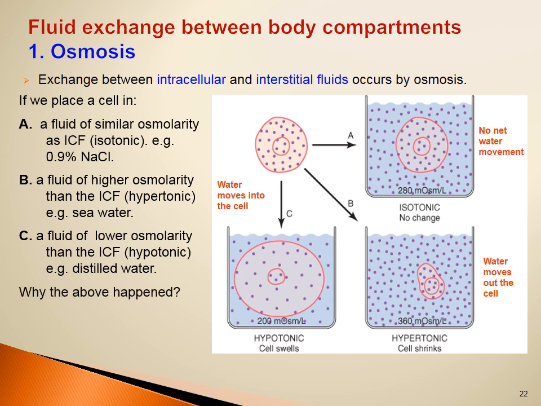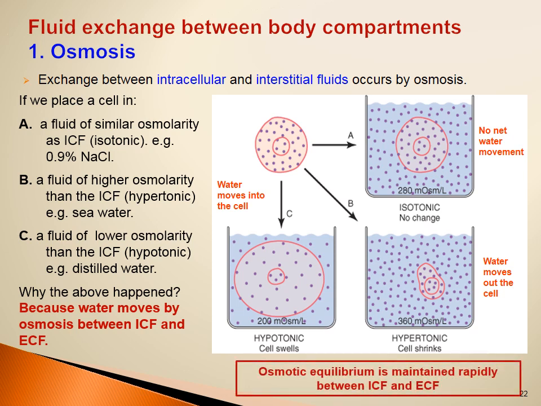So why did the above happen? Because water moves by osmosis between the intracellular fluid and the extracellular fluid, or in other words the interstitial fluid. So osmotic equilibrium is maintained rapidly between the intracellular fluid and the extracellular fluid, because we said that water can move freely across the plasma membrane, either directly through the phospholipid bilayer or across water channels.